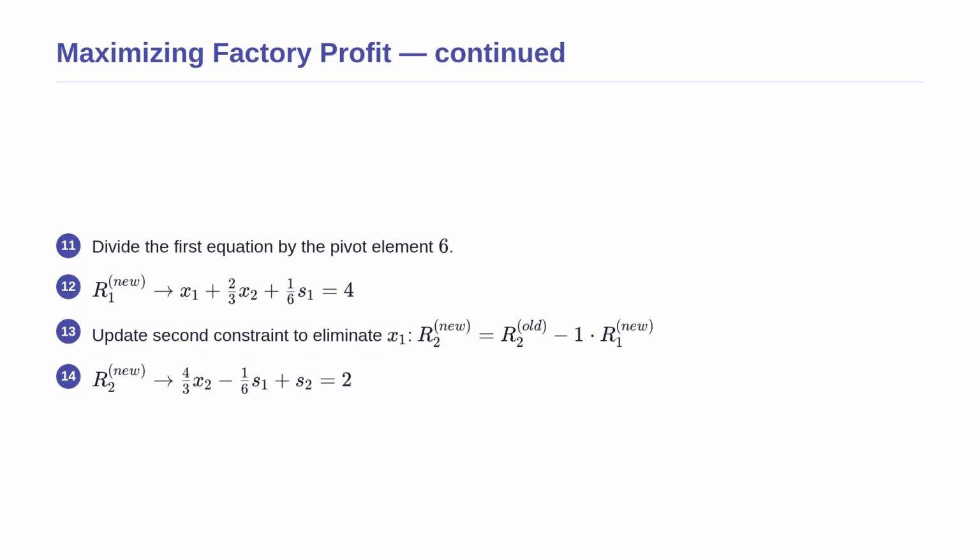Next, we must eliminate x1 from the second constraint to keep our system balanced. We do this by subtracting our new row 1 from the old row 2. This row operation ensures that x1 is completely removed from the second resources equation, updating our assembly constraint to reflect the resources used by our new production plan.